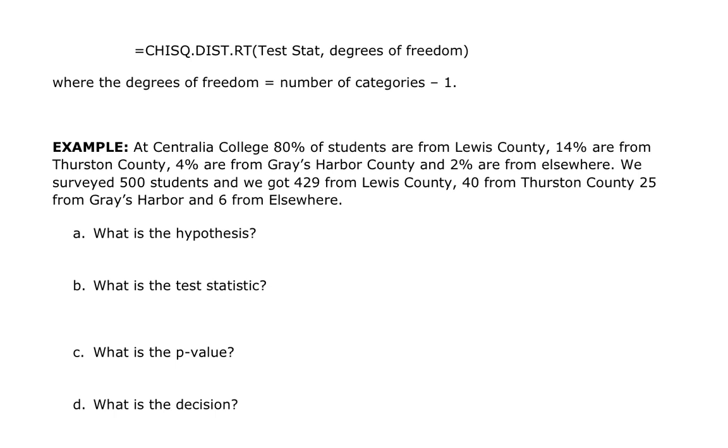If we go back to our example, 80% is from Lewis County, 14% from Thurston County, 4% from Grays Harbor, and 2% from elsewhere. We surveyed 500 students, and this is what we actually got: 429 from Lewis County, 40 from Thurston County, 25 from Grays Harbor, and 6 from elsewhere. If you remember, the expected numbers were 400 from Lewis County, 70 from Thurston County, 20 from Grays Harbor, and 10 from elsewhere.